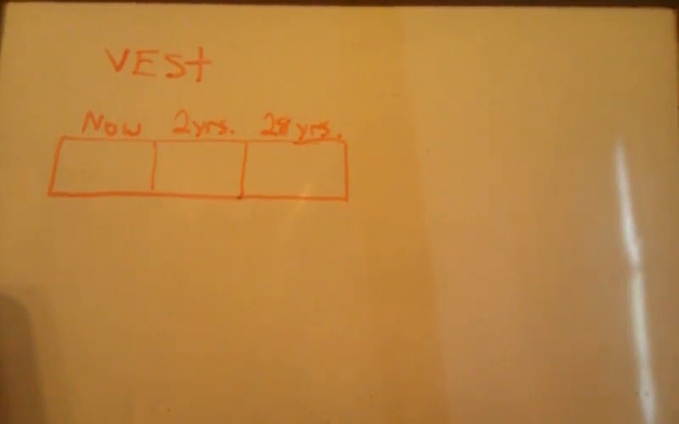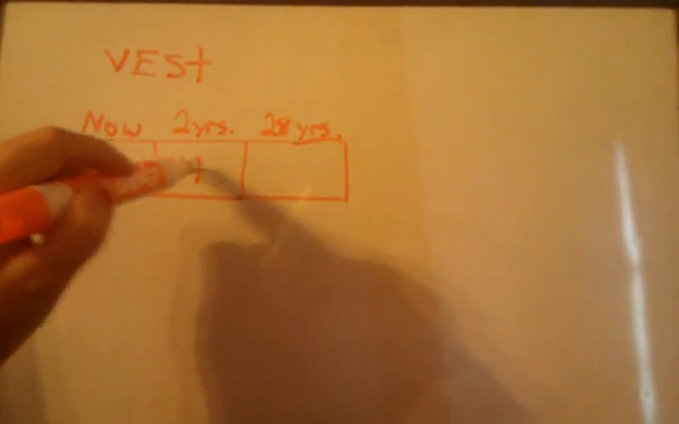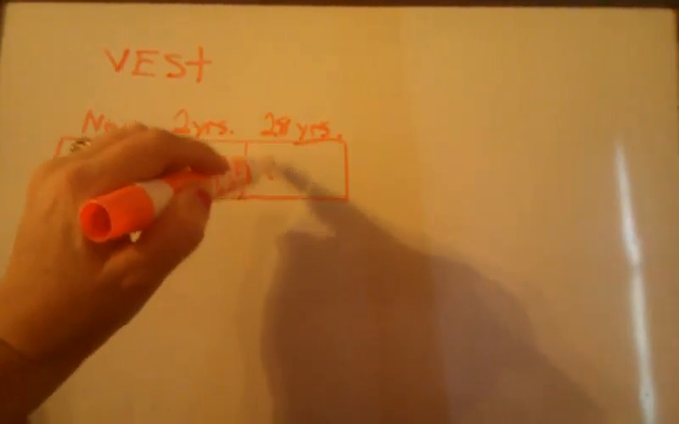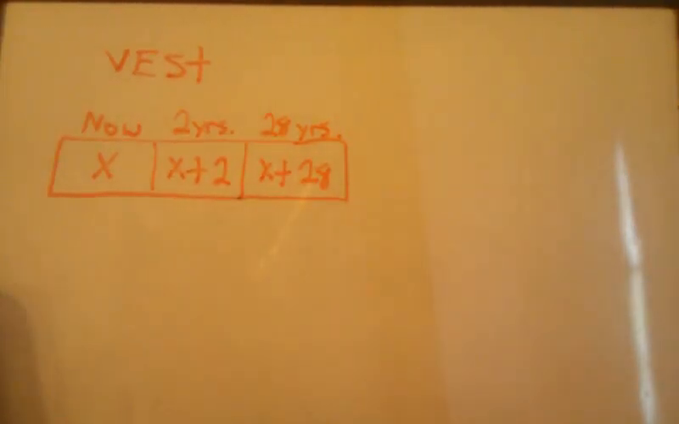Okay. For my chart, it says in 28 years, I'll tell you what. Without even looking at the problem, what I'm going to do is I'm going to say now he's X. In 2 years, he's going to be X plus 2. In 28 years, he's going to be X plus 28. Does that make sense? Okay, that much we know.